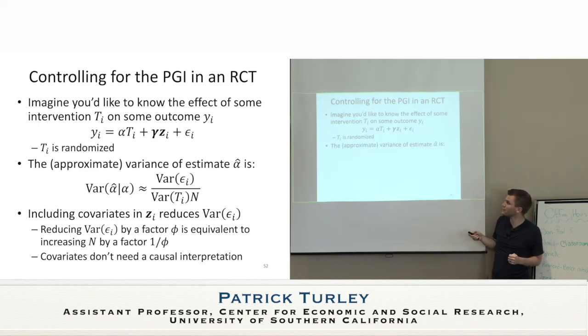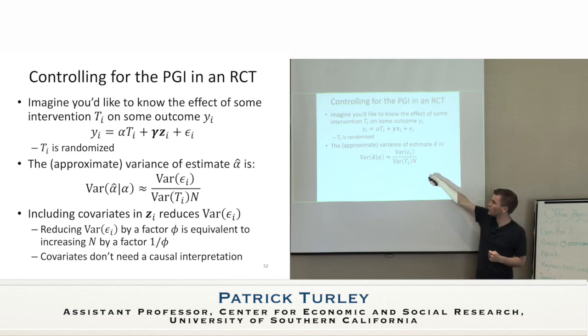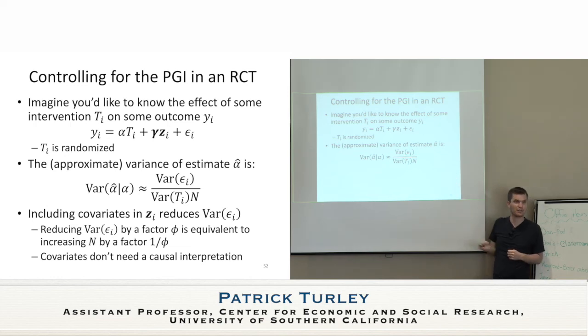And the reason that is useful is because if you wanted to think about what's the standard error on this alpha estimate, or I guess the sampling variance is what I've written here, well, it's equal to the variance of the residual divided by the variance of T times the sample size, right? And so you can increase your power by increasing the sample size, but you could also potentially increase your power by decreasing the variance of the residual.